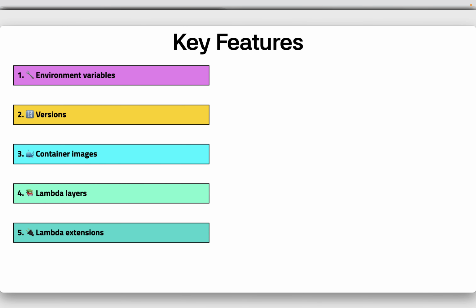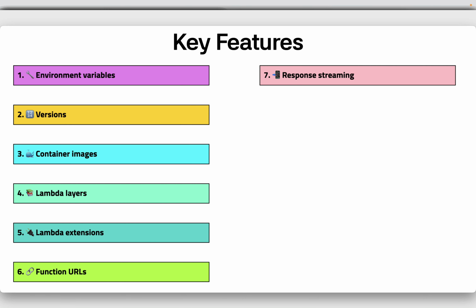Next feature is Lambda extensions. You can augment your Lambda functions with tools for monitoring, observability, security, and governance. Next feature is function URLs. You can add a dedicated HTTP or HTTPS endpoint to your Lambda function. Seventh feature is response streaming. You can configure your Lambda function URLs to stream response payloads back to clients from Node.js functions to improve time to first byte, also shortened as TTFB, performance, or to return larger payloads.